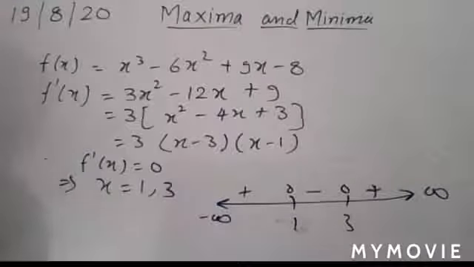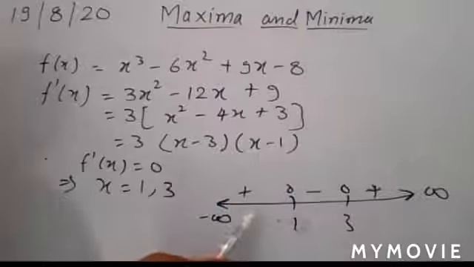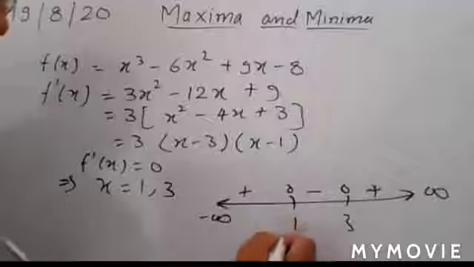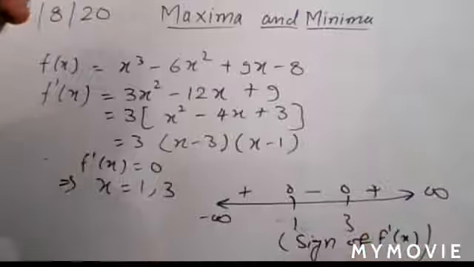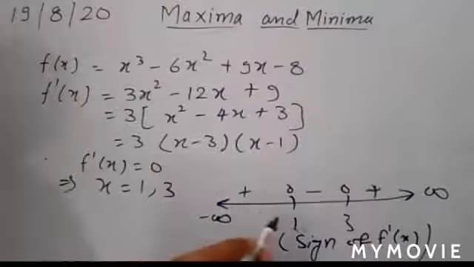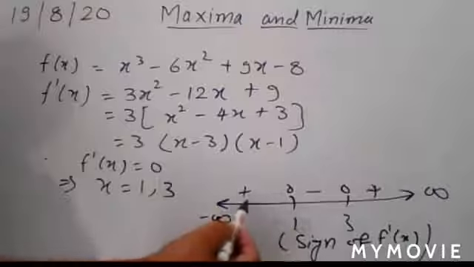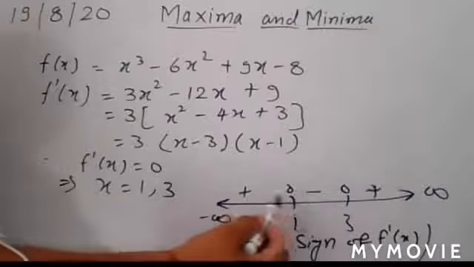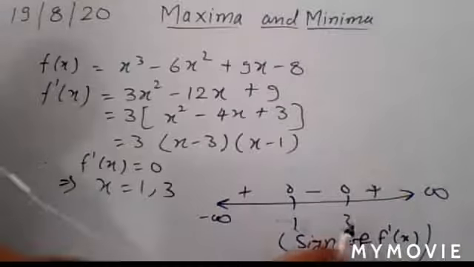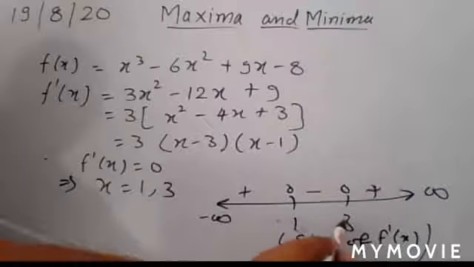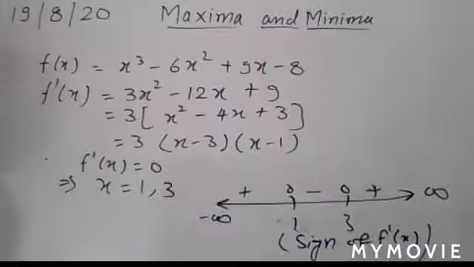Now, what do you do after that? First you check the sign of f dash x. Write it: sign of f dash x. For the point 1, you see that the sign of the derivative changes from positive to negative. So you can say that x is equal to 1 is a point of local maxima. And for the point 3, the sign changes from negative to positive. So x is equal to 3 is a point of local minimum.